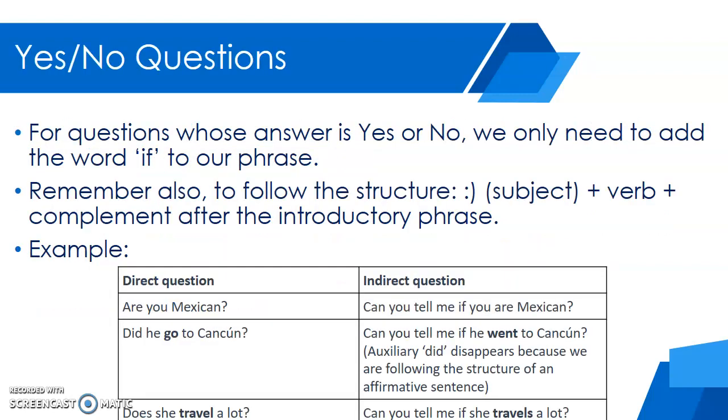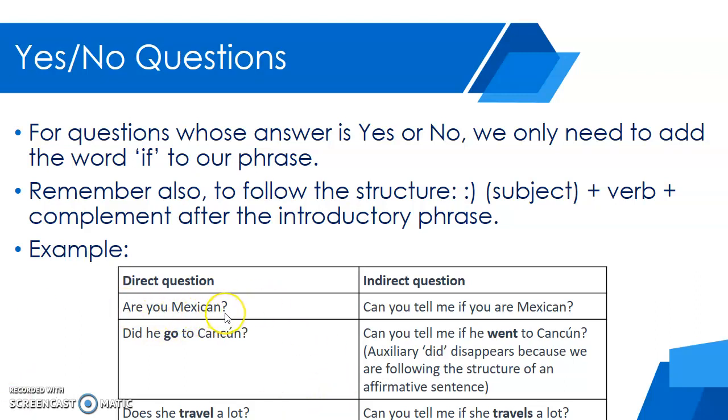The first kind of indirect question that we can have is yes and no questions. For questions whose answer is yes or no, we only need to add the word if and follow the structure: subject, verb, and complement after the introductory phrase. This is not a question, so the auxiliary does not go first. Here we have three different examples.